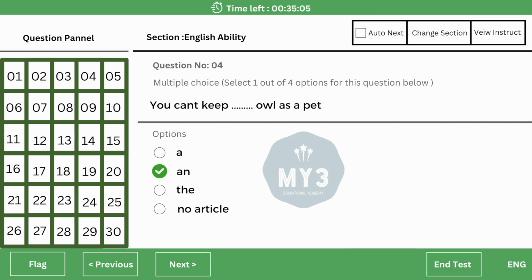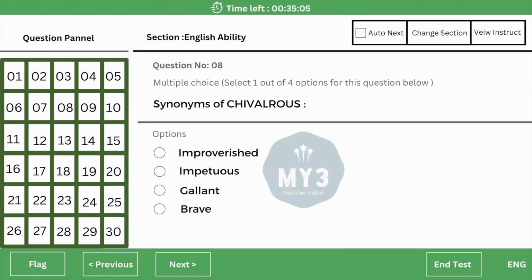I randomly collected a few questions just to give you a clear idea of how the Accenture paper is going to look. Next, they gave a question on synonyms. What is a synonym of chivalrous? And we have option choices here.